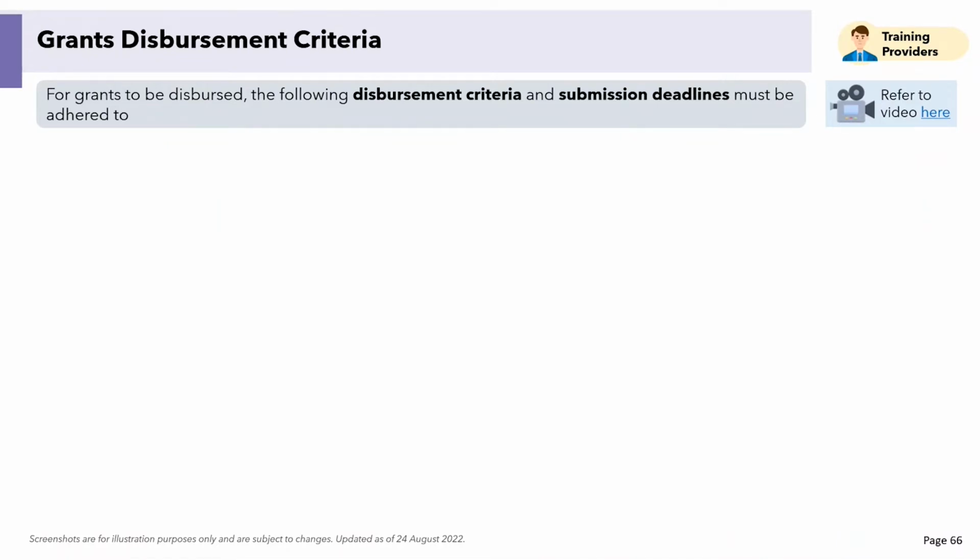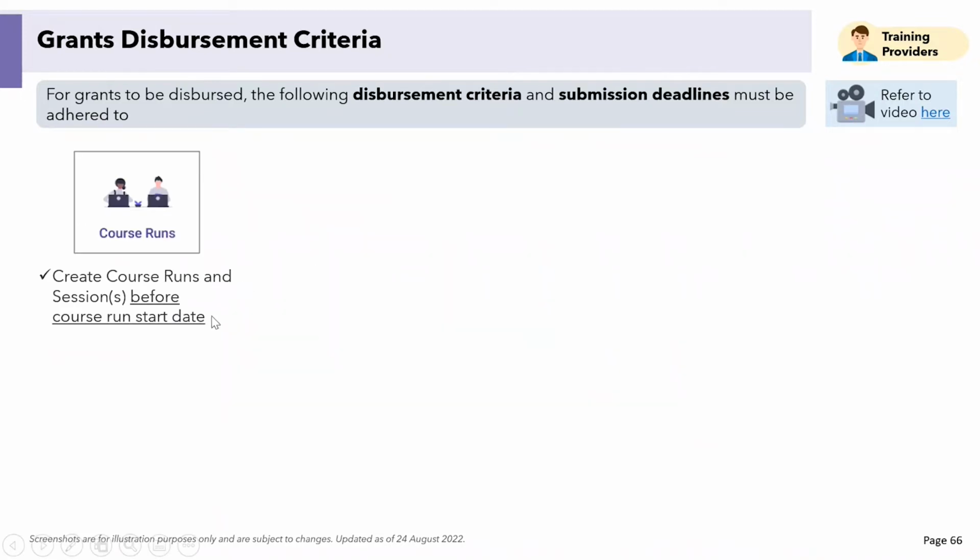These are the things that the system will be checking to determine whether or not this grant should be paid out. First of all, this is a criteria that TPs need to follow through in order to perform the rest of the grant process, and that is to create the course runs as well as the course run sessions. So we strongly encourage TPs to create this before the course run start date. For example, if their course run is starting on 1st of January, then they need to make sure they create it before that.